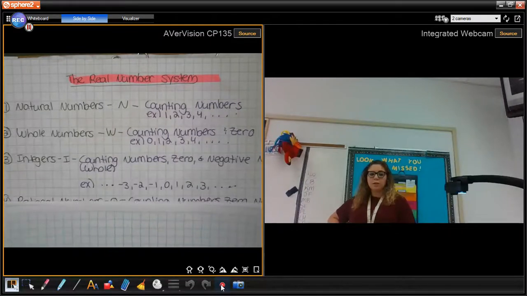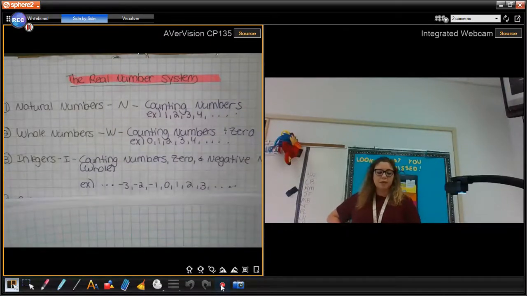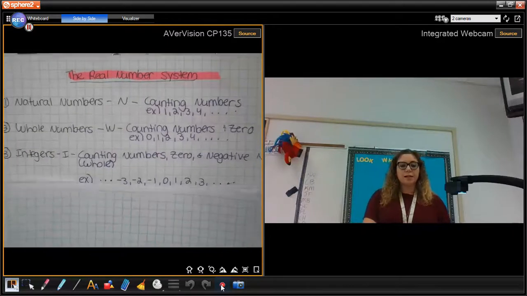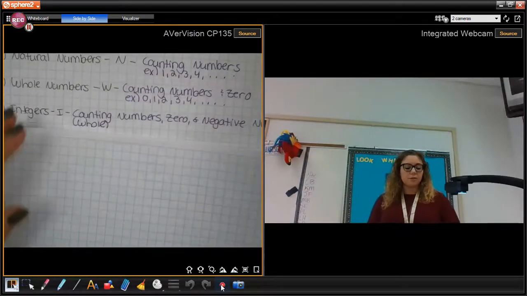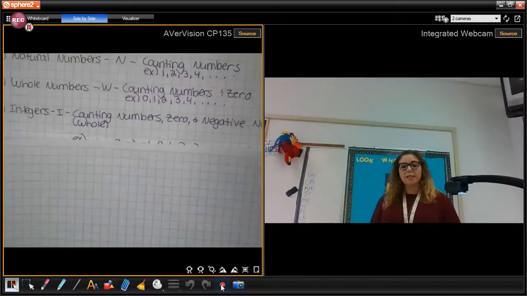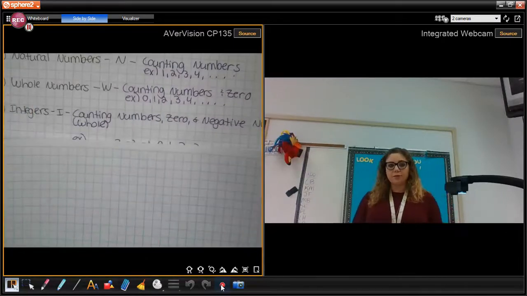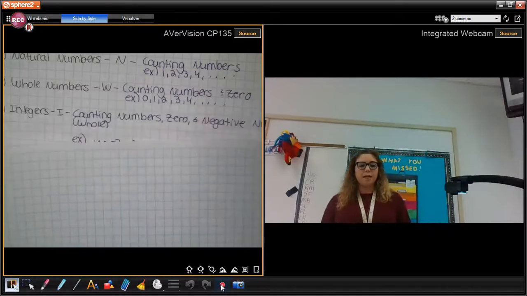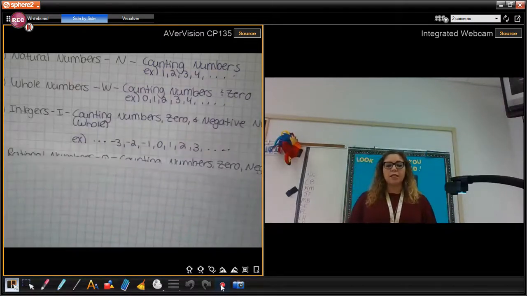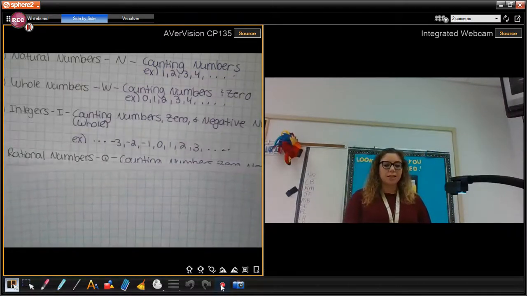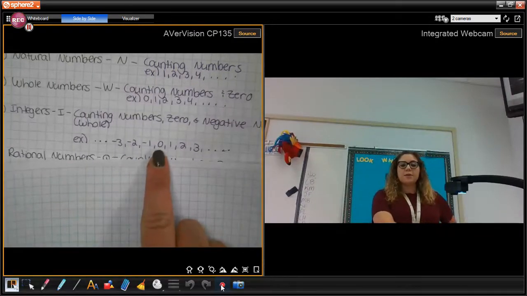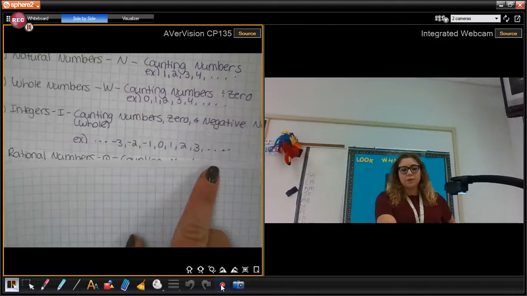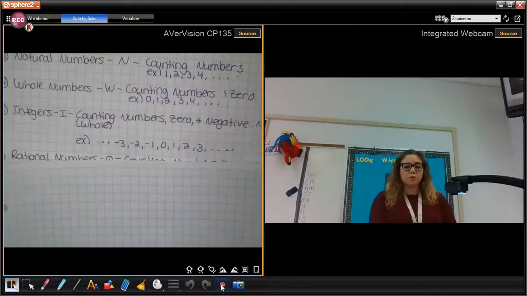Okay, thirdly is your counting numbers, zeros, and negative numbers. So this time, it's going to include all your natural numbers, it's going to include your whole numbers, and it's going to include your negatives. But again, you are not going to have any decimals, any fractions, anything like that. So you're going to have negative numbers, you're going to have 0, and then you're going to have your positives. So these are your integers.